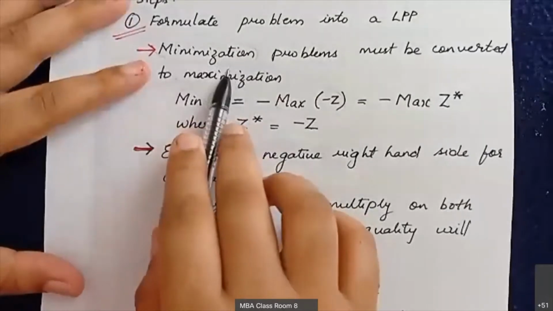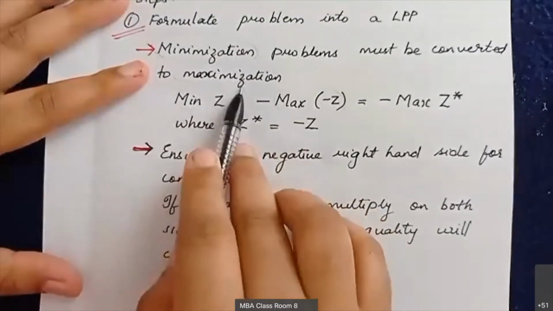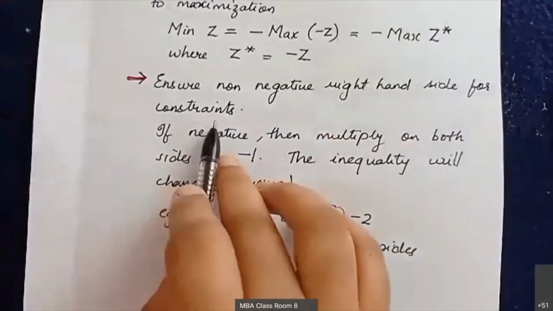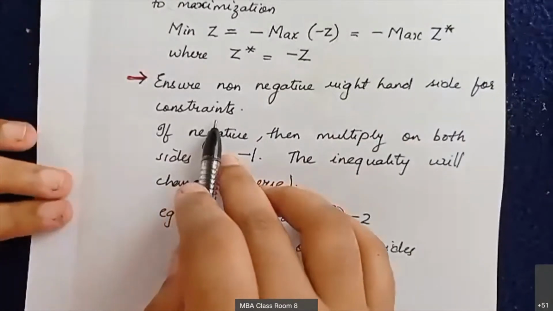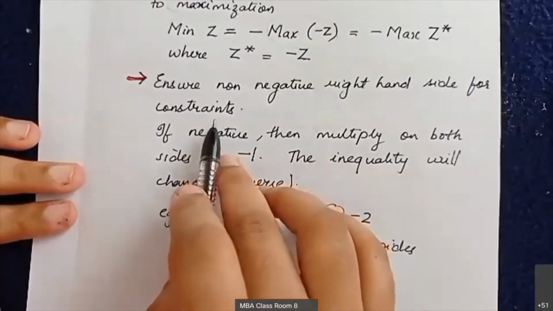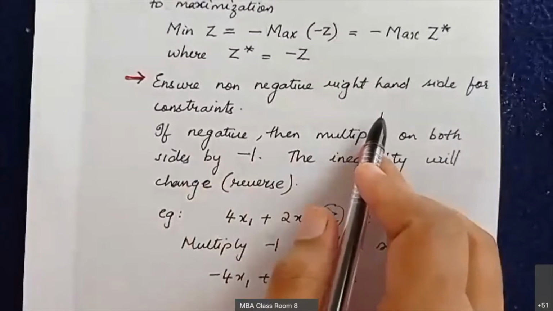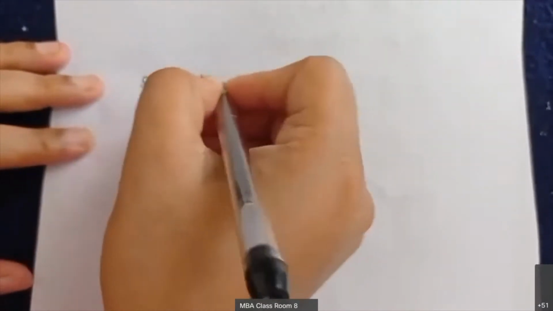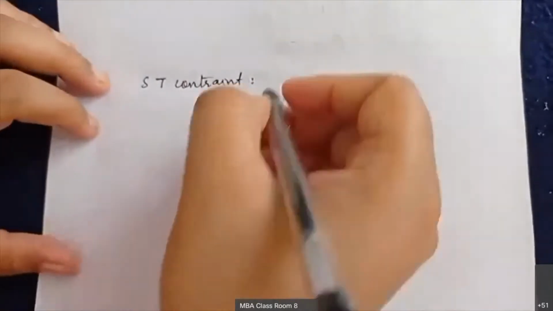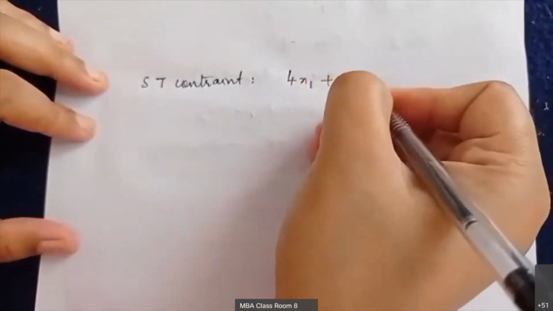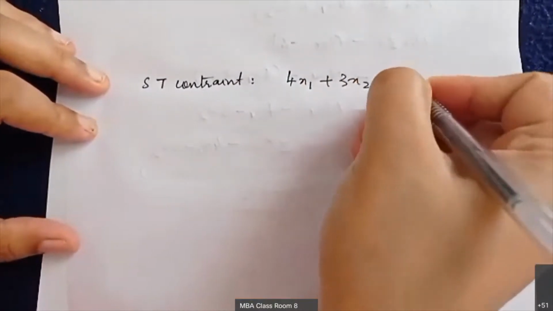If you get a minimization problem, convert it into a maximization problem. What is the next one? Ensure non-negative right-hand side for constraints. We have an objective function for an LPP problem as well as the constraints. Constraints should have a non-negative right-hand side. For example, in our case, I'm writing a constraint. We usually write subject to constraints, and we write inequality constraints, right? For example, 4x1 plus 3x2 is greater than or equal to minus 3.